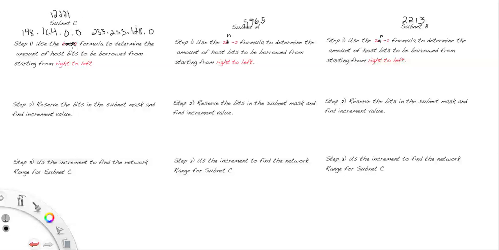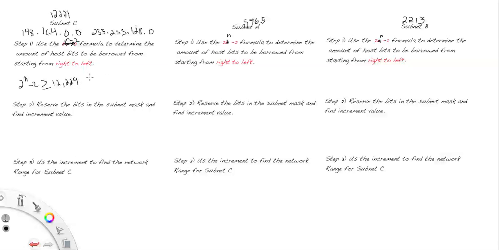And so this is the same as before when we were solving for hosts, right? Using the 2 to the n, and forgive me for the scribble here, but 2 to the n minus 2 to determine the amount of host bits to be borrowed from, starting from right to left. So in this case, 2 to the n minus 2 has to be greater than or equal to 12,229.